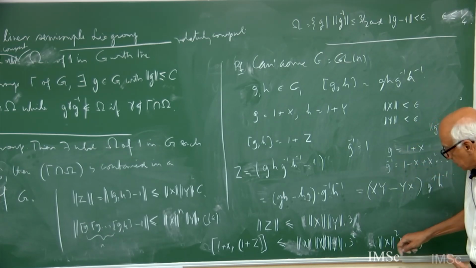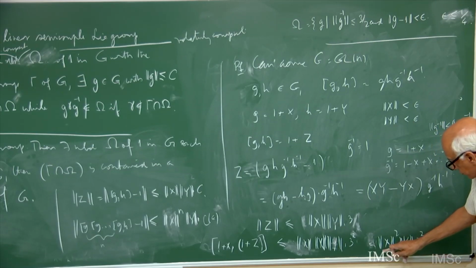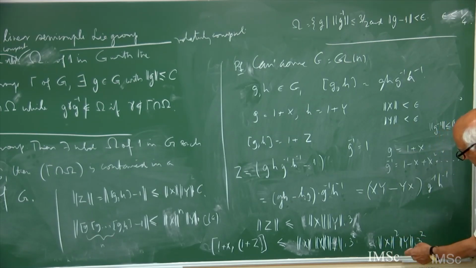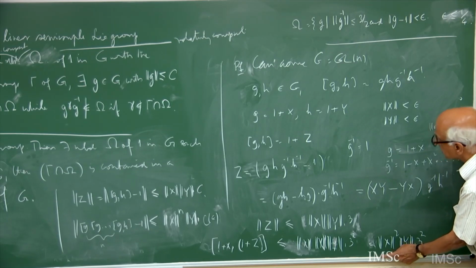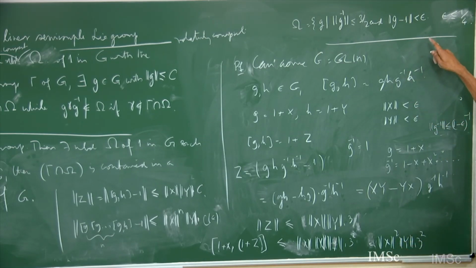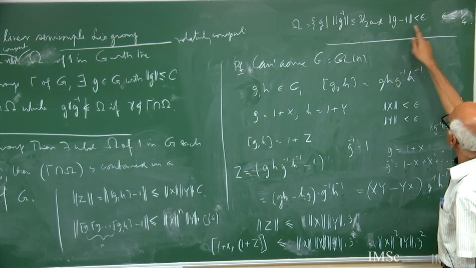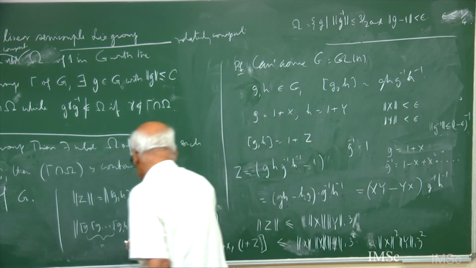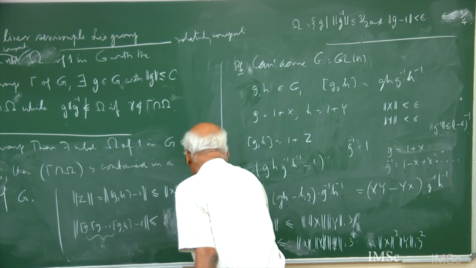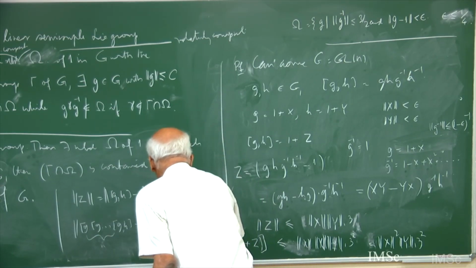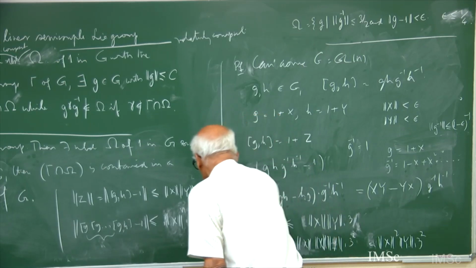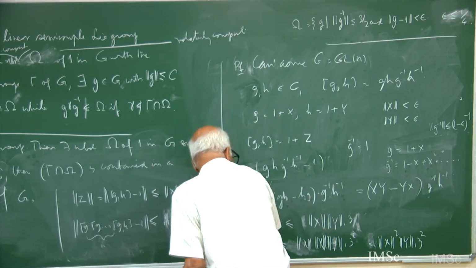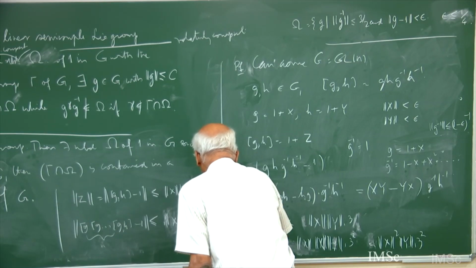Now look at norm x square. My assumption is that omega is a set of points where norm G inverse is bounded and G minus 1 is less than epsilon. So norm y is also less than 1/4, and this is less than 1/4 square. Keep repeating. So what I want to say is the following: if I look at this, I'm going to get norm x power n times norm y times 3 power n.